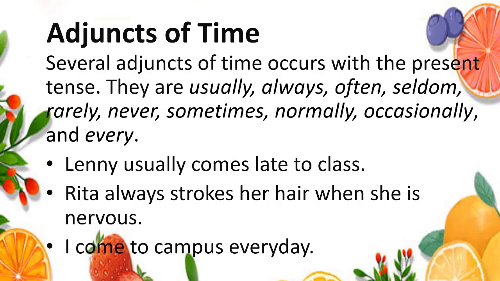So in general, the place can be in the beginning, in the middle, or in the end, but it depends on the adjunct. Like usually, sometimes and rarely can occur in the beginning, in the middle, and the end. But always, as just now, Always Rita strokes, doesn't sound natural. So, sometimes Lenny normally comes late to class. Lenny occasionally comes late to class. It's just the frequency.